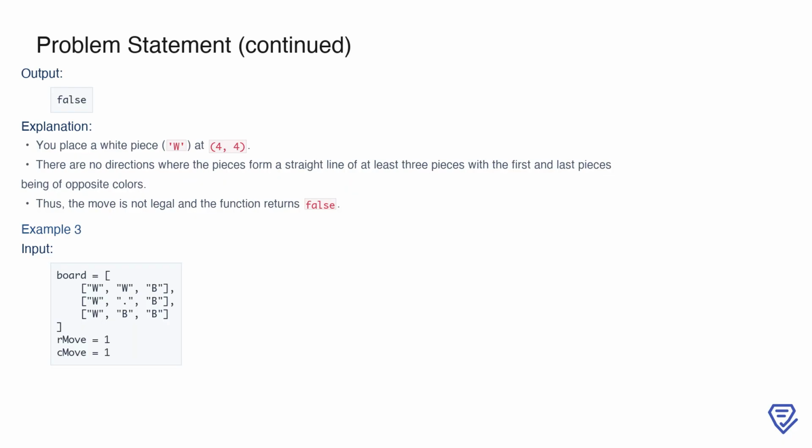In the second example, a white piece is placed at position 4, 4. However, there are no directions where a straight line of at least 3 pieces can be formed, with the first and last pieces being of opposite colors. Since none of the conditions for a legal move are met, the function would return false in this case.